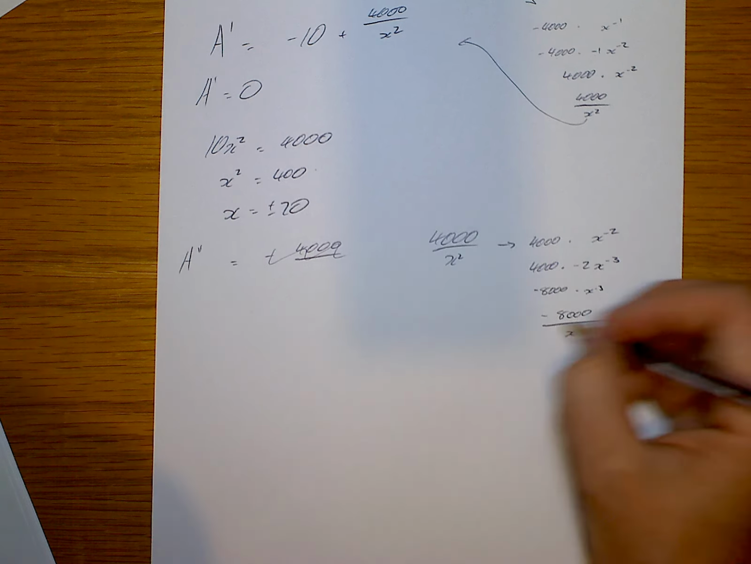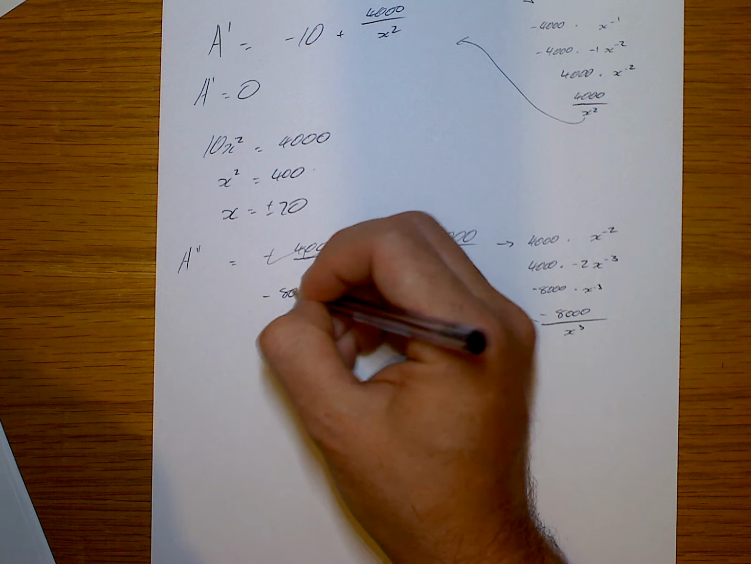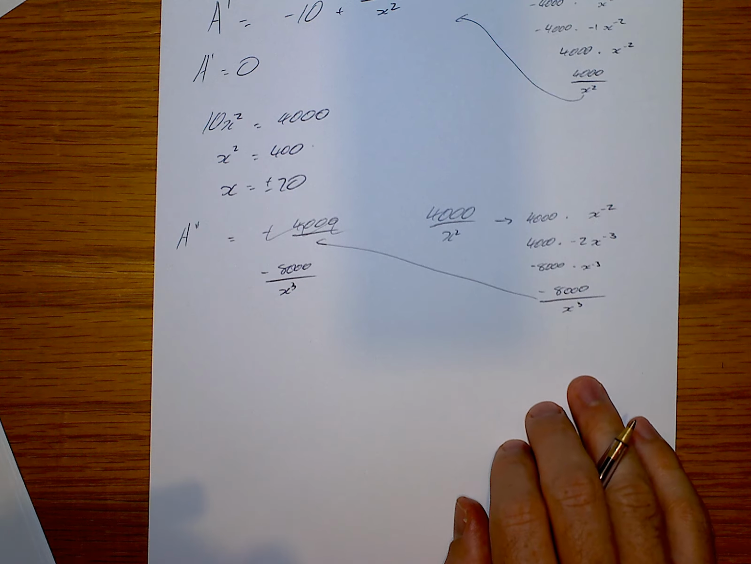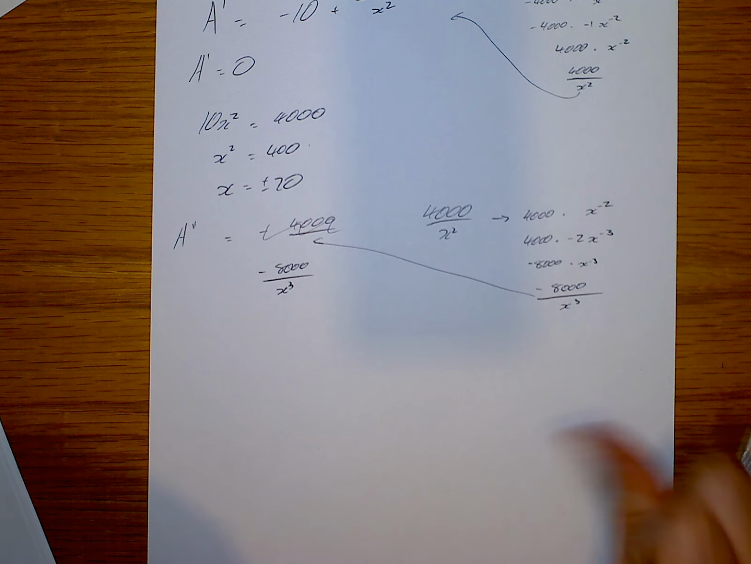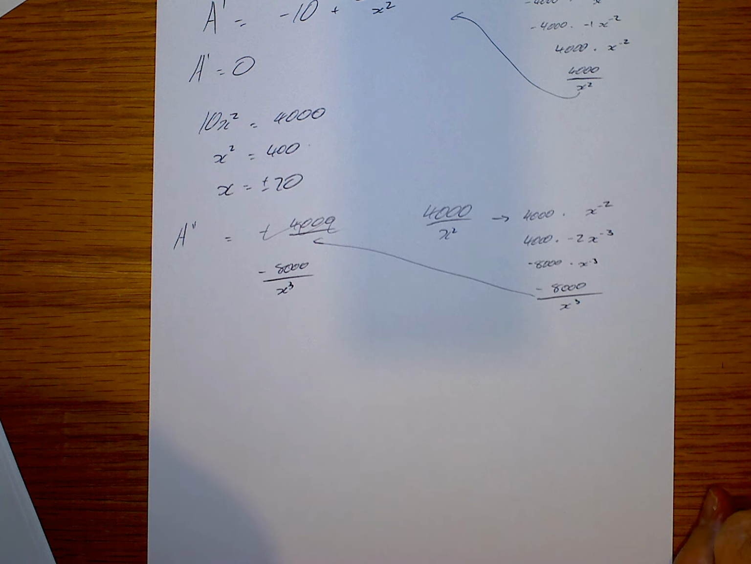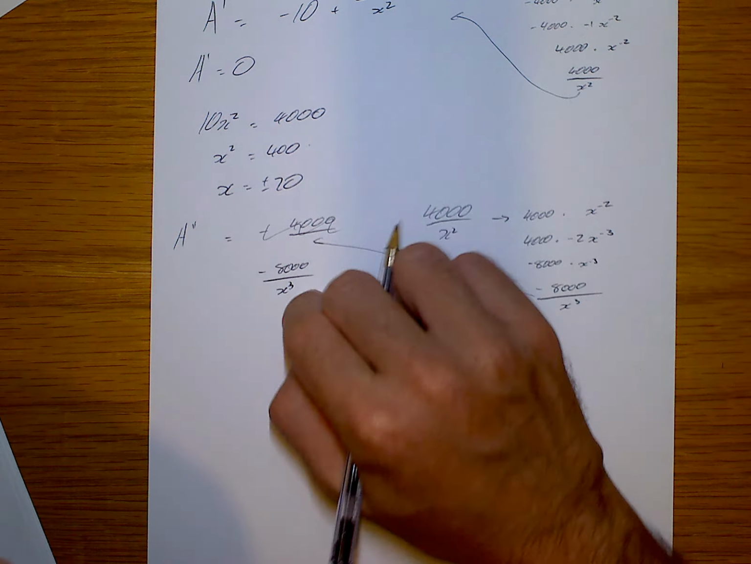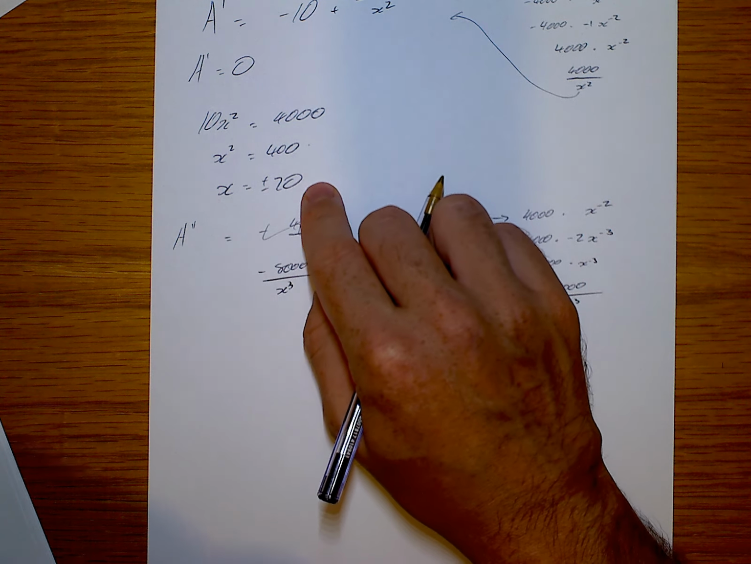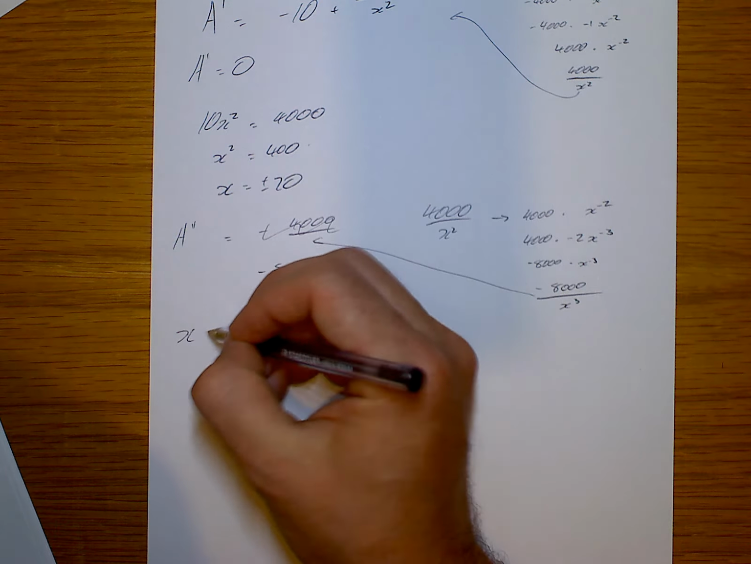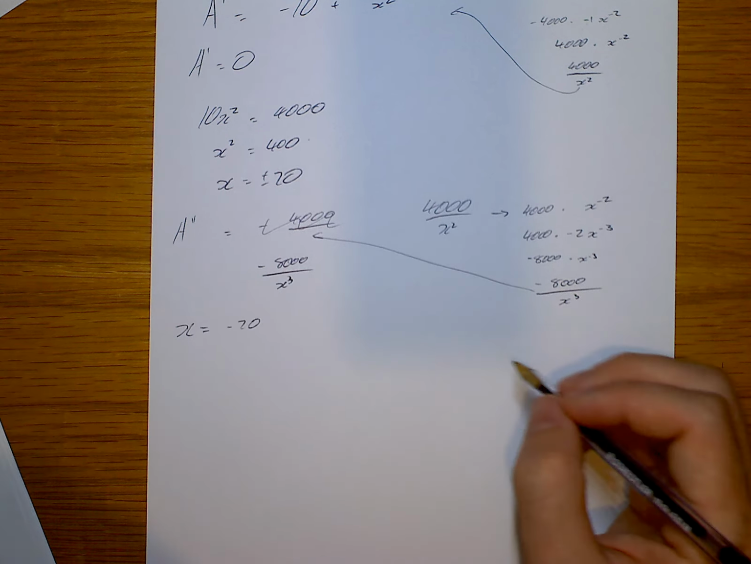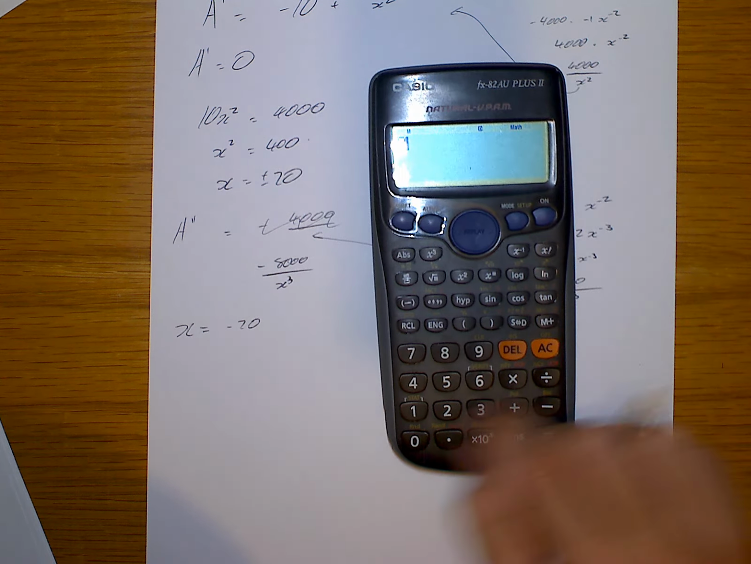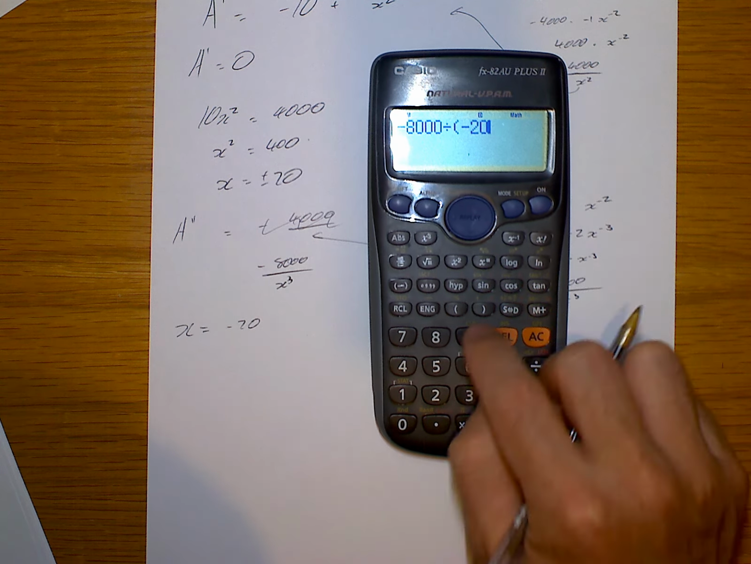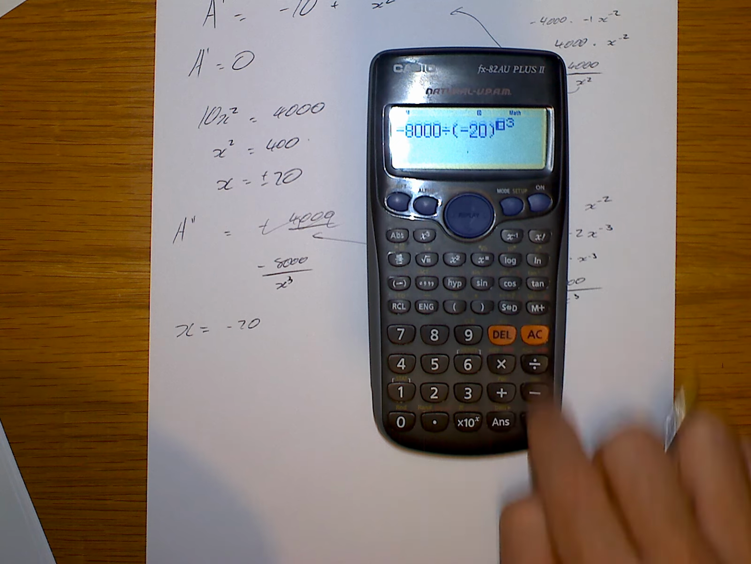Okay, so that is going to bring this: negative 8,000 over x to the power of 3. Okay, so we've got something like this. Now what we need to do here is put our x values of positive and negative 20 and see what it generates. Make sure it's either concave up or concave down, and then we can say find our maximum and minimum. So let's say that x equals, let's do negative 20 first. Negative 8,000 divided by negative 20 to the power of 3.